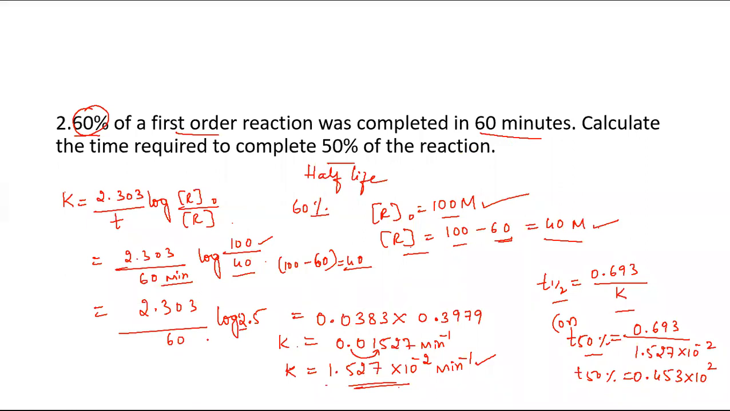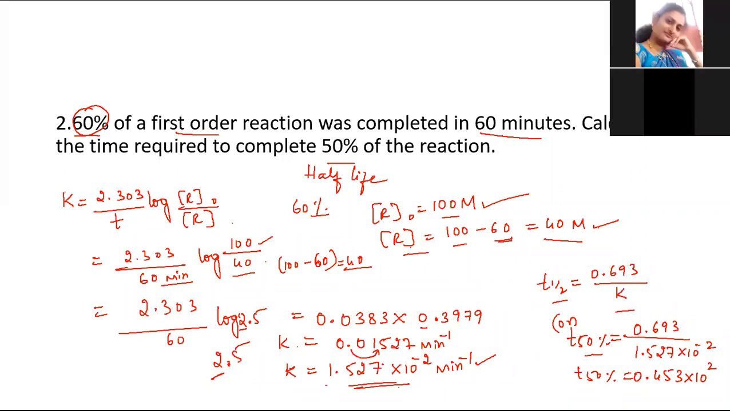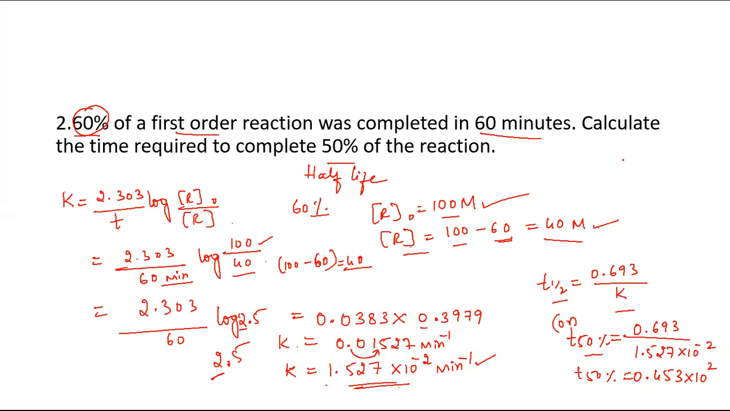Therefore, after substituting, log 2.5 value is nothing but 0.3979. Don't take it as 1.3979, because here there is a decimal. In 2.5, you have to concentrate on how many digits are before the decimal. Here total are 2 digits, but before the decimal we have only 1 digit. 1 minus 1 is 0. So that's why 0.3979. So the final answer is K is equal to 1.527 into 10 to the power of minus 2 per minute.